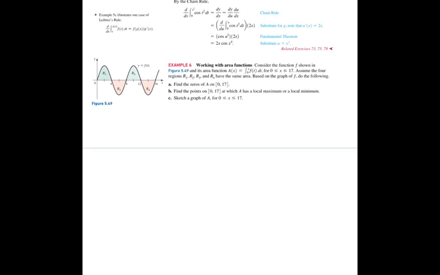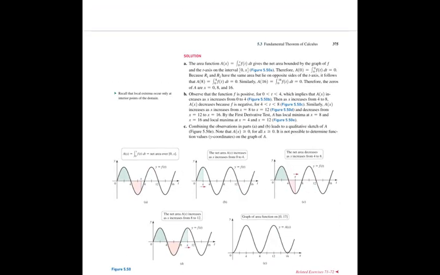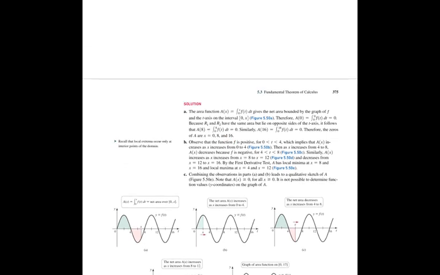Let me see, example 6. Here it is right here. The zeros of the area are 0, 8, and 16. Okay. Let's look at part B. I guess we don't need that page since we're not working this one. Delete the page.